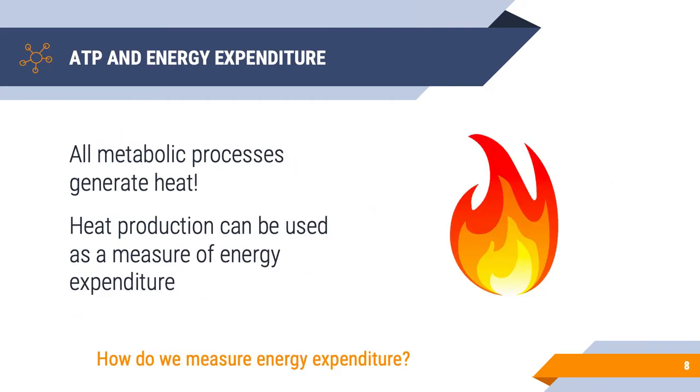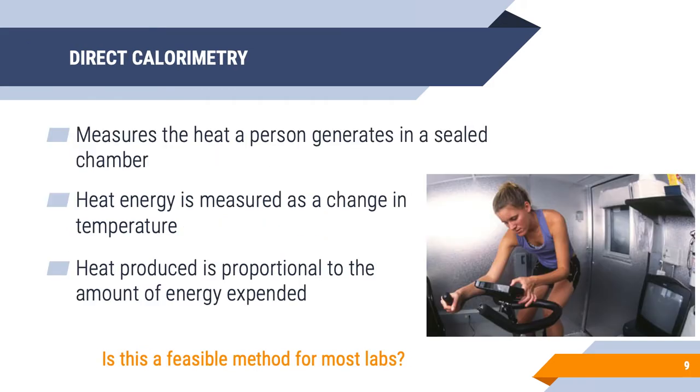So how do we tie this all together? Really, all metabolic processes generate heat, and the heat that we produce can be measured as energy expenditure. So how do we actually do this in a laboratory setting? First and foremost, you guys have probably heard of direct calorimetry, in which we measure the heat a person generates in a sealed chamber. Basically, heat energy is measured as a change in temperature, and the heat produced is proportional to the amount of energy expended. So, more heat produced, more energy expended; less heat produced, less energy expended.